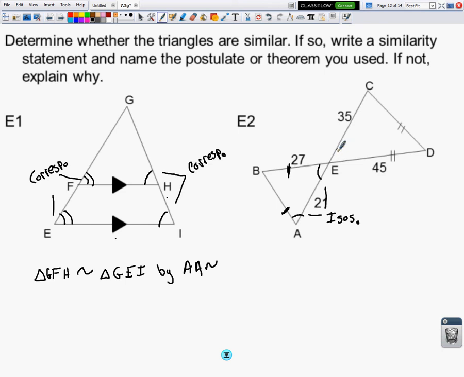What about this angle then over here? Why are these two angles congruent? They're vertical. What type of triangle is triangle CDE? It's also isosceles, so I can mark that angle as being the same because these are base angles. So are the two triangles similar? They are in fact similar.